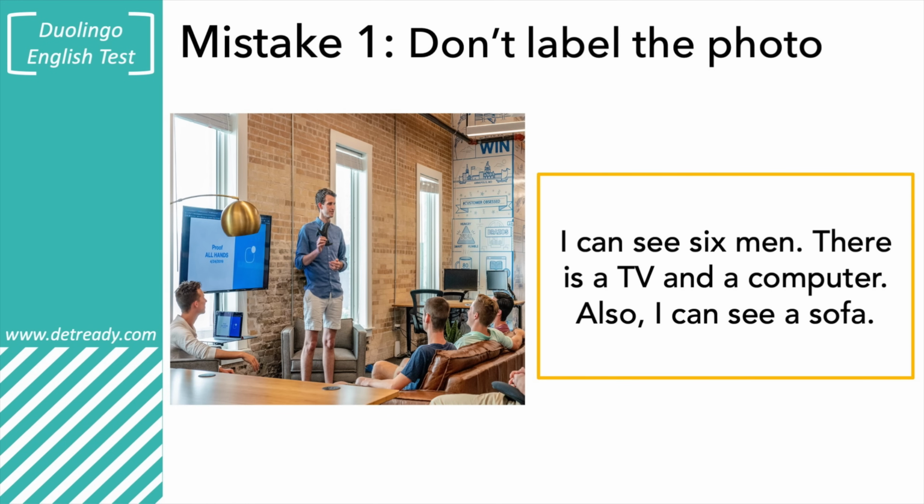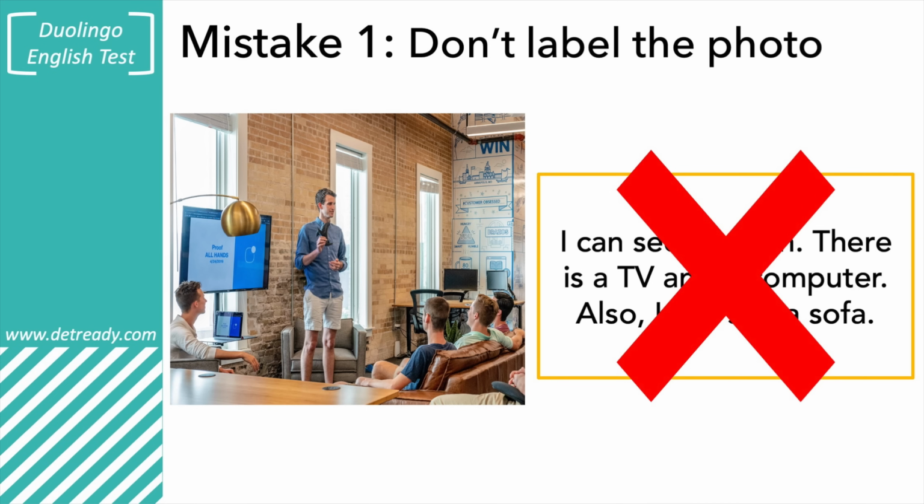Okay, so this is a photo, and this is what I mean by labeling. The student wrote, "I can see 6 men. There is a TV and a computer. Also, I can see a sofa." So of course this is not good enough. This is not a description, this is just a label. Instead, you want to try to go beyond labeling the items you can see, and you can describe what could be happening in the image, which can help you to tell a better story.